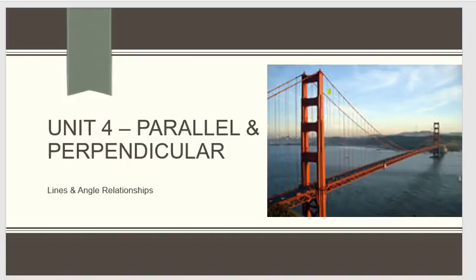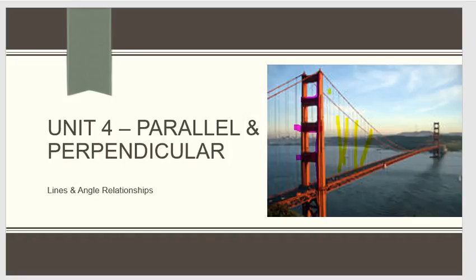Alright, so we're going to start today with our next unit, Unit 4, Parallel and Perpendicular Lines and Angle Relationships. If you look at this picture we have here, you might notice the different parallel lines of the suspension bridge. You might recognize this as the Golden Gate Bridge, and you will also see some perpendicular lines. You've got this main and then these crossing. Those make 90-degree angles, so that's perpendicular lines.